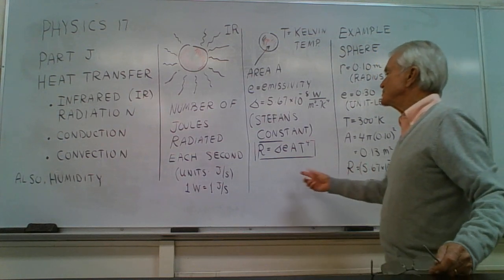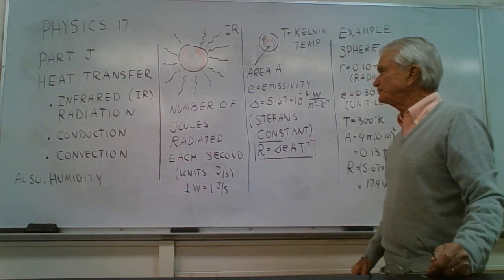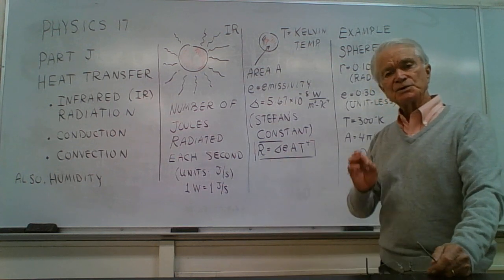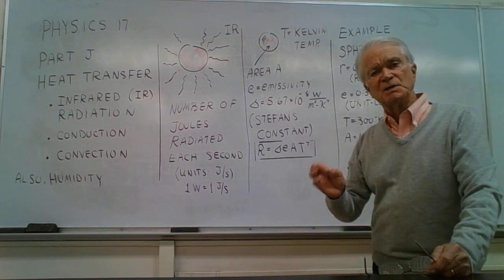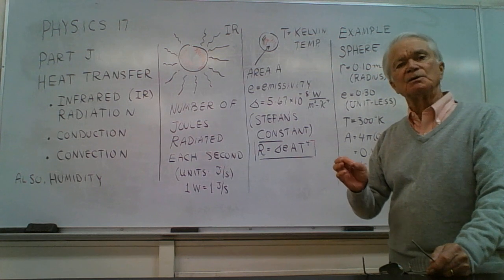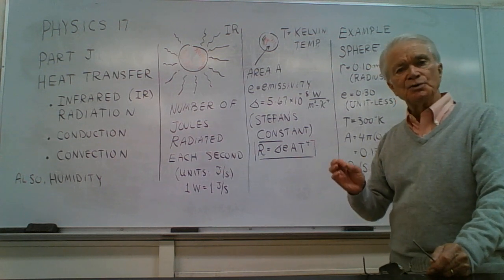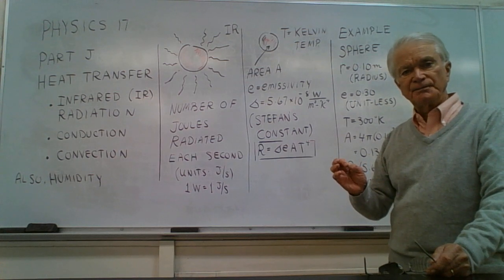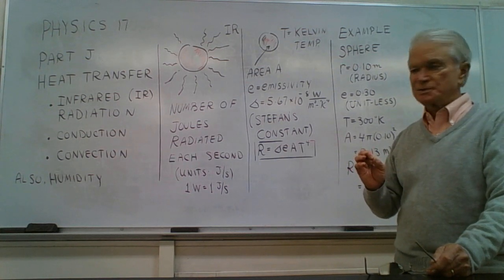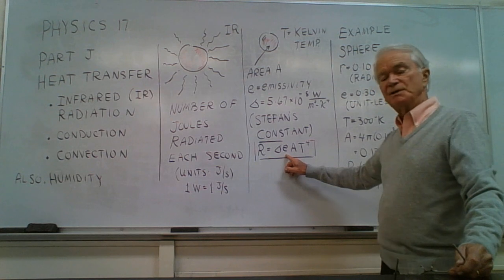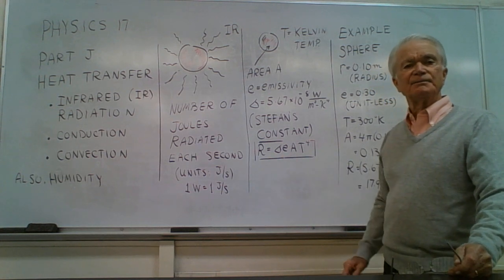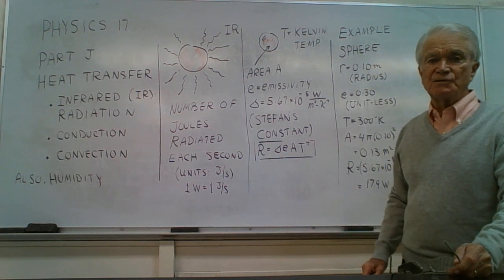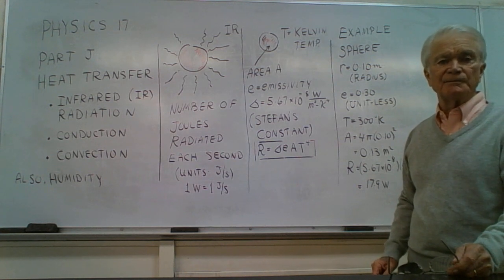So finally we come to what I call the rate equation. R stands for the rate at which energy is emitted, rate being a quantity per time, energy per time, joules per second. R is the symbol that we use. And there is the equation: R equals sigma E A times T, the Kelvin temperature, raised to the fourth power.